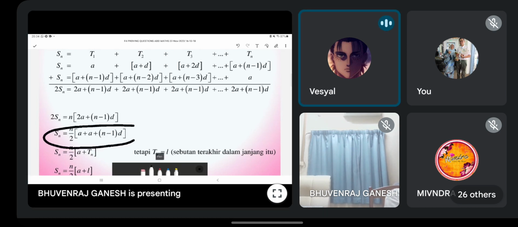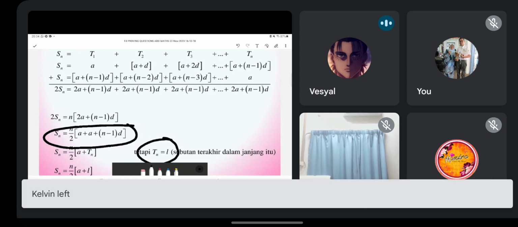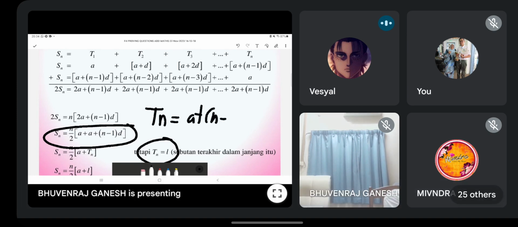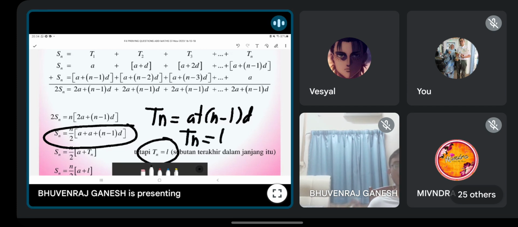So the line that is being circled is actually 100% the same. It's just that here you have to do something extra, just to satisfy the question. This question actually wants you to give in what L, Tn basically. So you split 2A into A plus A. You know your A plus n minus 1D is actually Tn. So from there you can get n over 2 in brackets A plus Tn, where Tn equals your length. L is last term actually, sebutan terakhir.